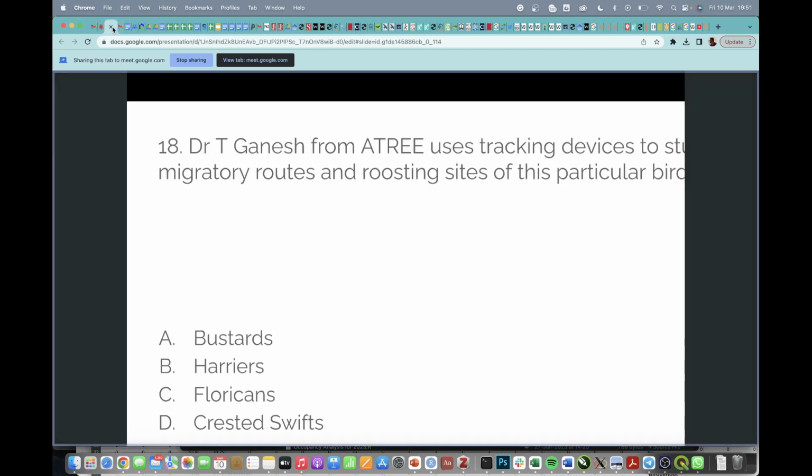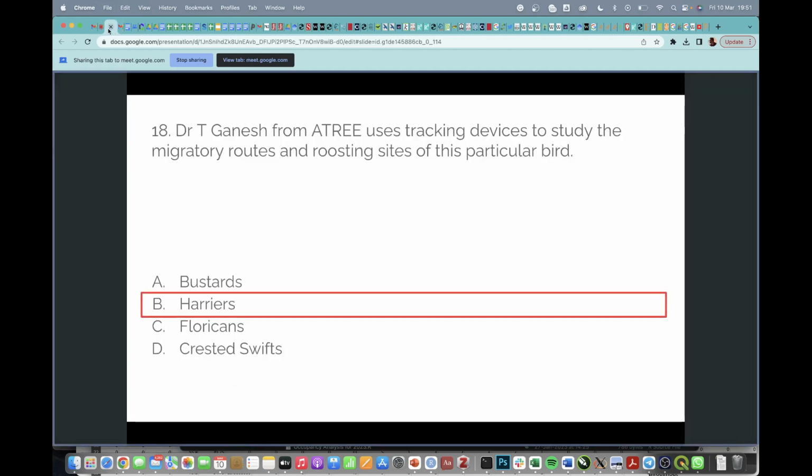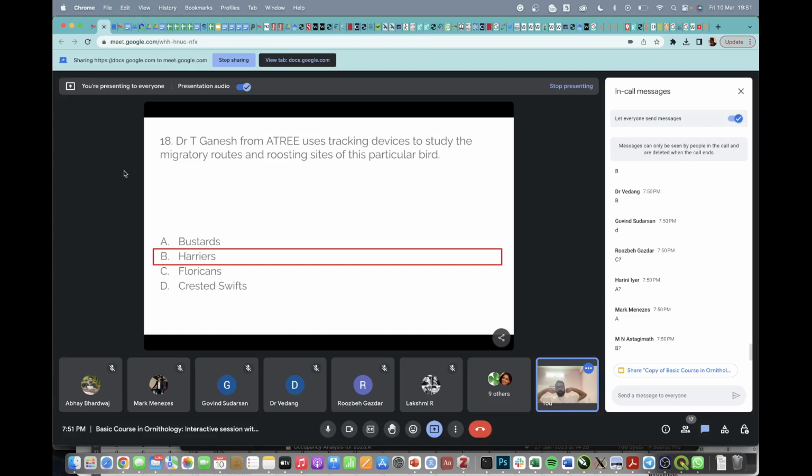Okay, so the answer is harriers. T. Ganesh has been studying harriers and using tracking devices to study them. If you remember, we had studied roosting a long time back, in one of the previous sessions, and which are the birds that roost. I had mentioned harriers are one of the birds. So yeah.